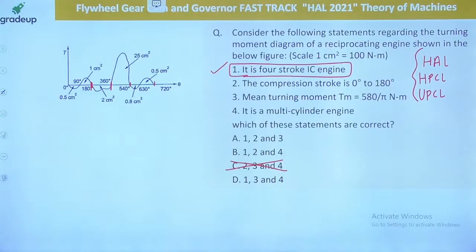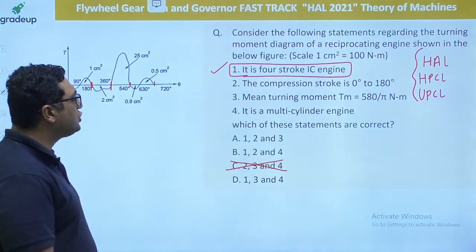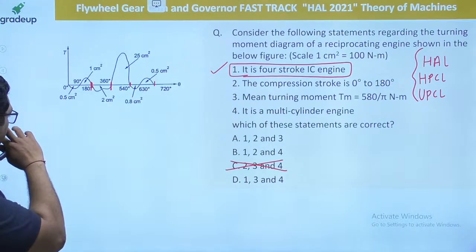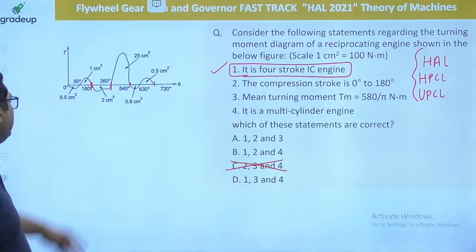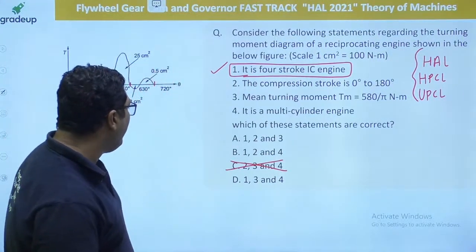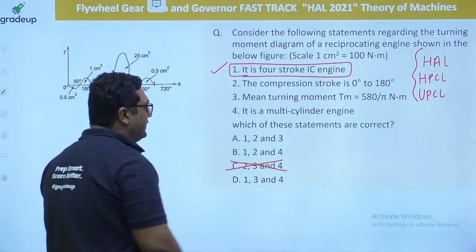So when we say the compression stroke is from 0 degree to 180 degree, it is not compression, basically compression is 180 to 360 degree. So my dear, if you go by this, this is also not a correct statement.